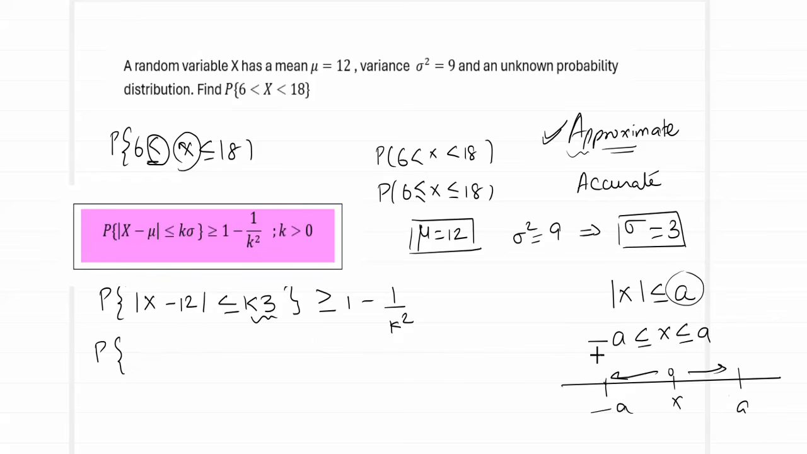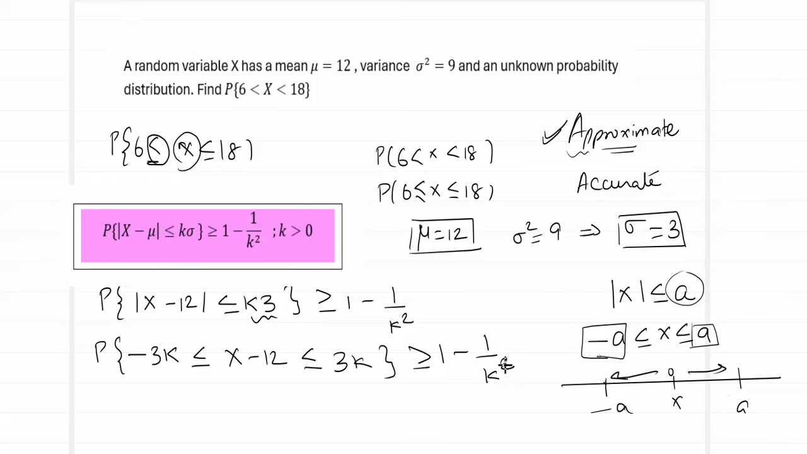I can write the lower value, which is minus a, as minus 3k. This has to be less than or equal to the quantity inside the modulus. What is the quantity inside the modulus? x minus 12. This has to be less than or equal to the positive value of the quantity, which is going to be 3k. So now I have probability of minus 3k less than or equal to x minus 12 less than or equal to 3k, greater than or equal to 1 minus 1 by k square.